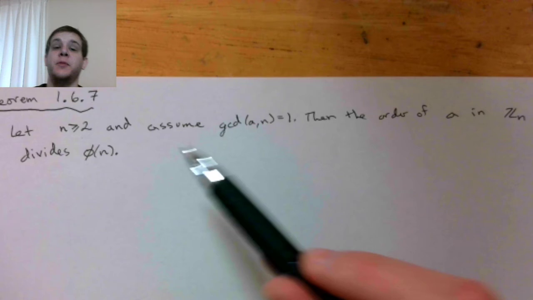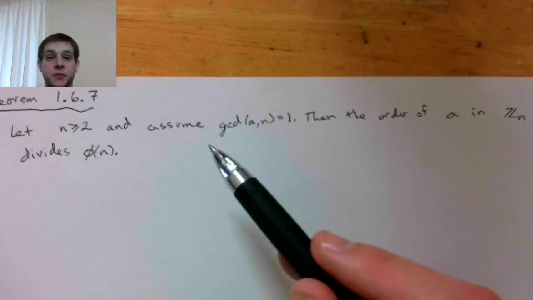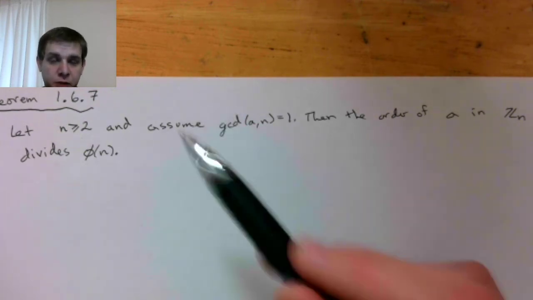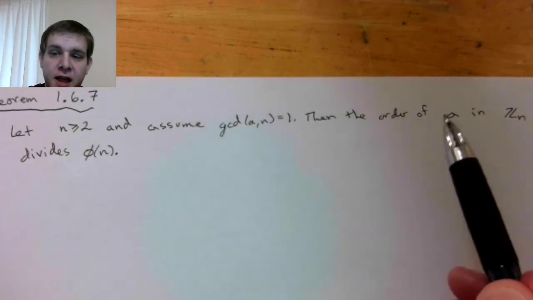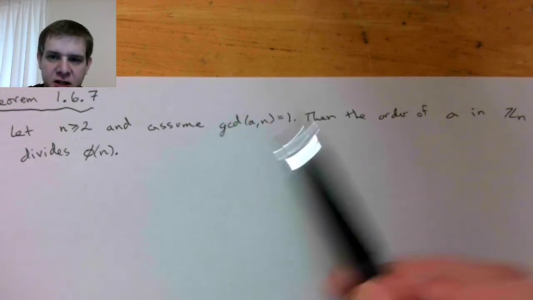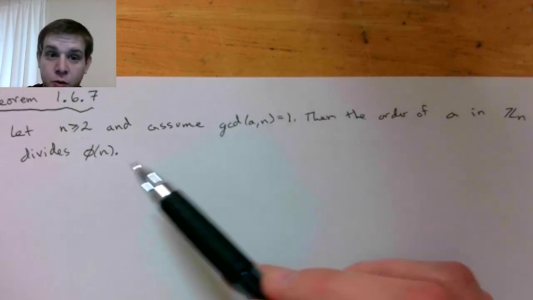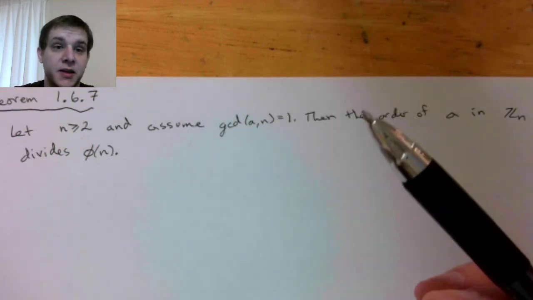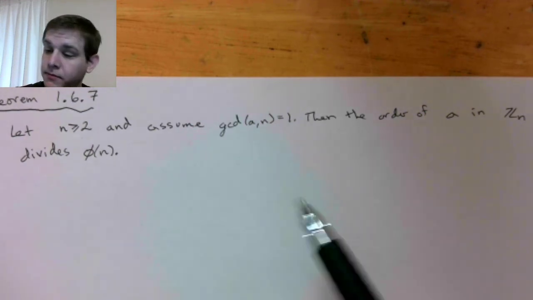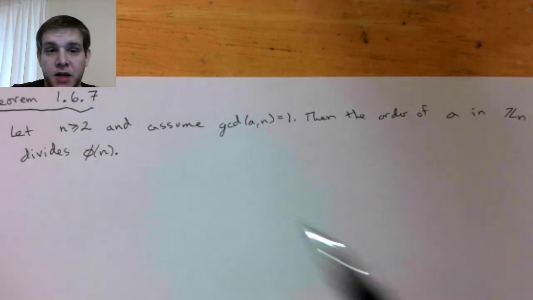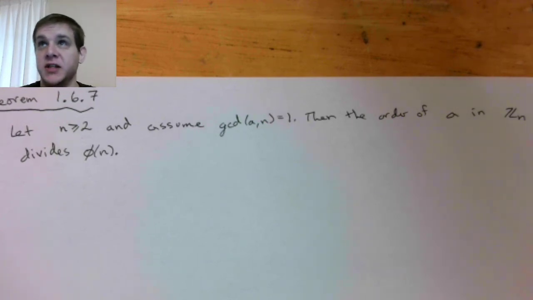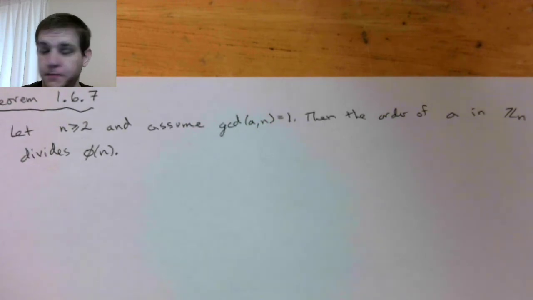So what did we say? If n was prime, we already knew this theorem. This was called Fermat's theorem. But now I have to do a little more work. The order of a in Zn doesn't necessarily divide n minus 1. It divides this Euler phi function, which happens to be equal to n minus 1 if n is prime. So this is a natural generalization of what we proved before for an arbitrary modulus, not necessarily prime. So let's write a proof.